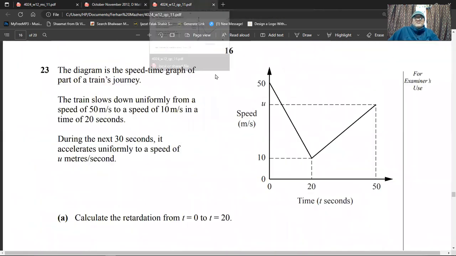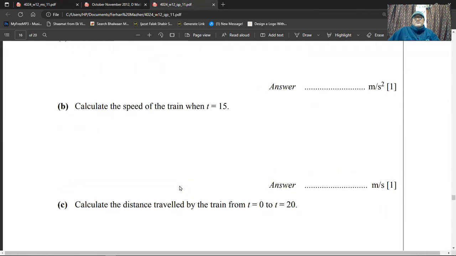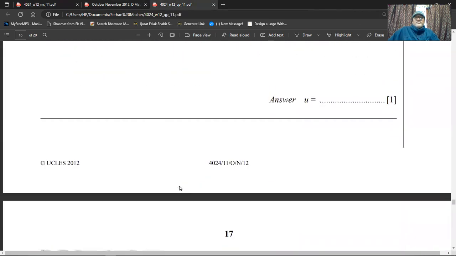That's the solution. So we are done, my dear students, with question number 23.